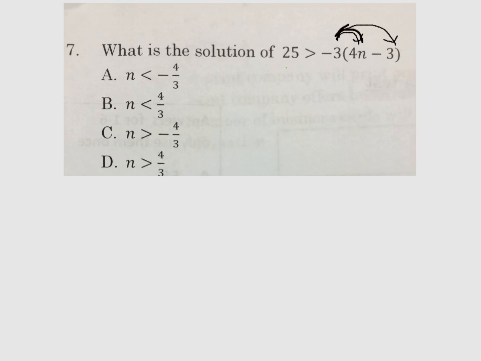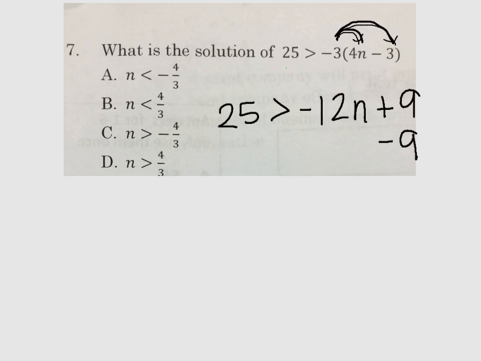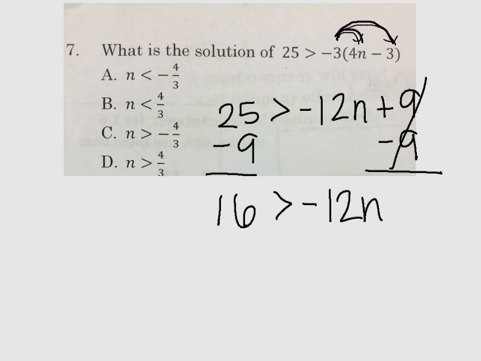Negative 3 times 4, negative 3 times 3. So I have 25 is greater than negative 12n plus 9. The opposite of plus 9, minus 9, minus 9. 16 positive because the bigger number is positive. Negative 12n. 25 minus 9, 16.